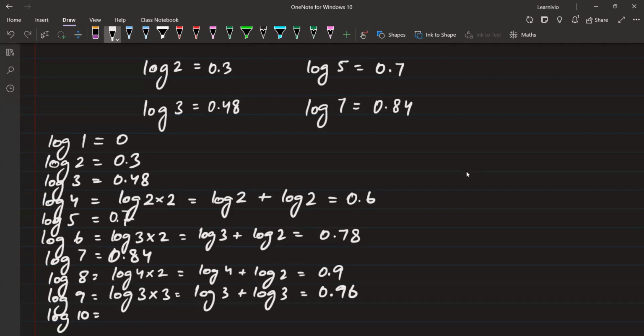What is log 10, guys? What is log 10? Favorite आप लोग का log 10. What's log 10?